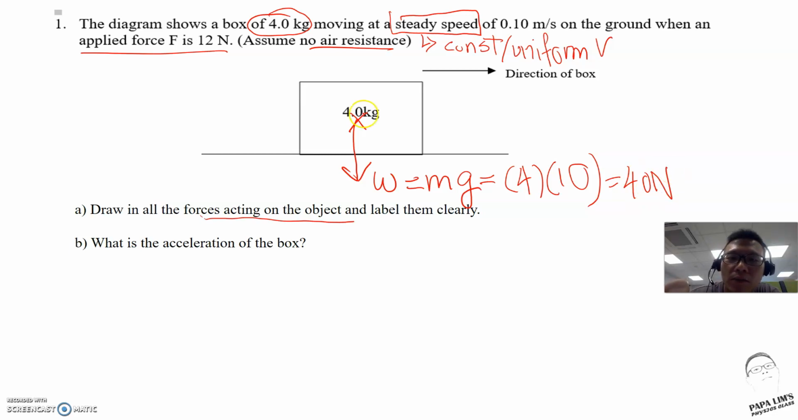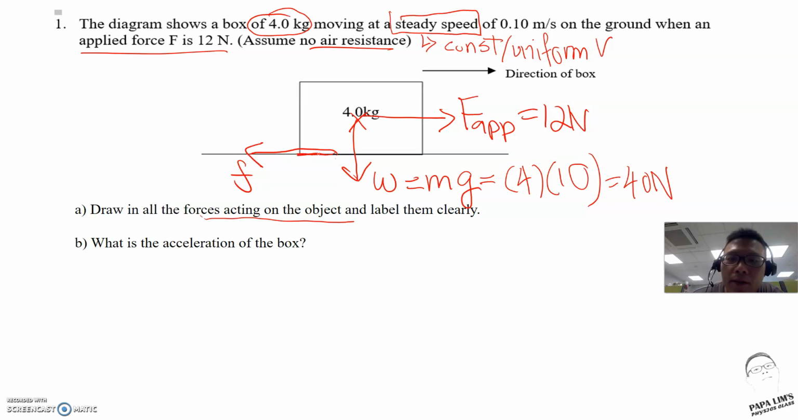The 12 Newton applied force is applied on the right side. So this is a 12 Newton force. Take note, it's drawn from the center of the object. Because the object is in contact with the floor, there would be friction. Remember, friction must always be drawn between the contact surfaces, so don't anyhow draw.